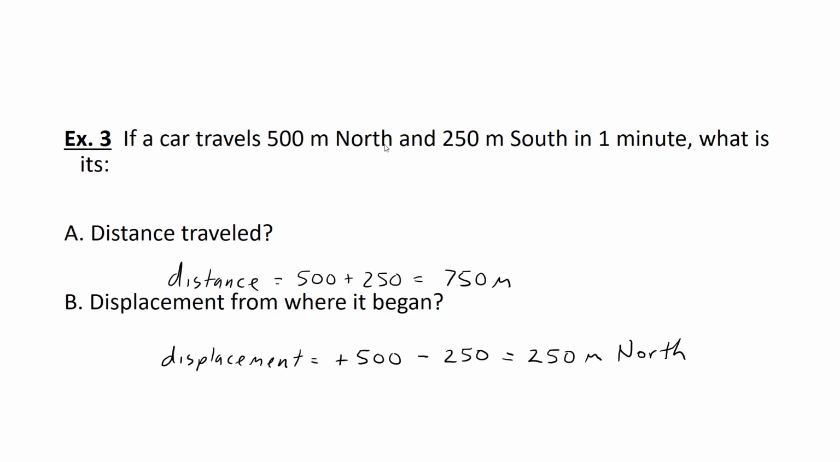This is the answer for distance. They just add up. It's going to be 750. Whereas displacement, you have to say north is positive, south is negative. You add them together, and you get a positive 250, and then you turn that positive into a north.